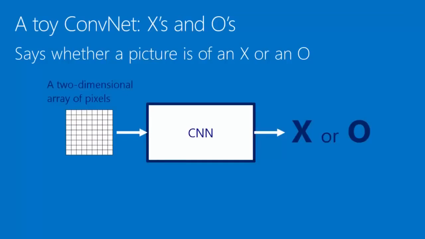Usually when we talk about them, we do so in the same way we might talk about magic. But they're not magic. What they do is based on some pretty basic ideas applied in a clever way. So to illustrate these, we'll talk about a very simple toy convolutional neural network.